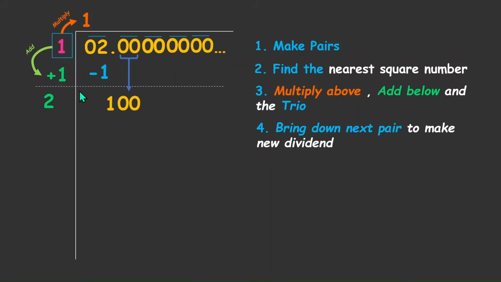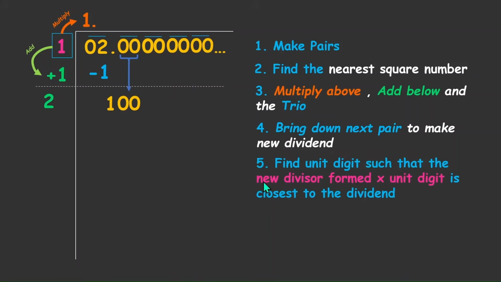Now to make the entire new divisor, what we need to remember is that whatever number we are putting here in the units place, as we discussed, it will happen 3 times. It would be here, it would be on the quotient mark, and it will also be below the divisor. First, the decimal point is given and we are going after the decimal point, so we'll have to put the decimal point here. And then the next number that I'm going to put to complete our divisor would be such that the new divisor formed into the unit digit that we chose is closest to the dividend.